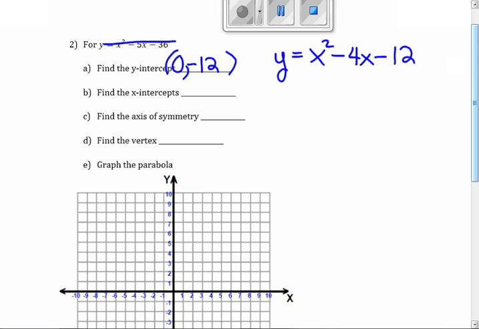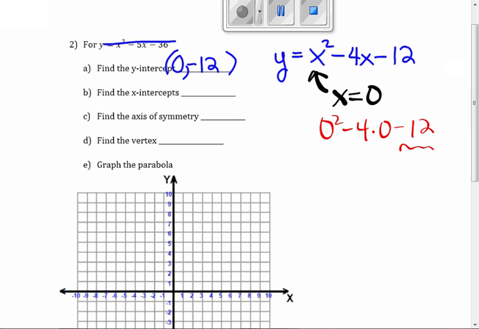How about the x-intercepts? What do we have to do for that? Because how do I get my y-intercept? My y-intercept is when x is equal to 0. I changed the problem because it doesn't fit on my graph. I picked nice numbers before. So when you put in x equal to 0, you get 0 squared minus 4 times 0 minus 12. So that's the y-intercept. Once I have some of these points, I can graph it.